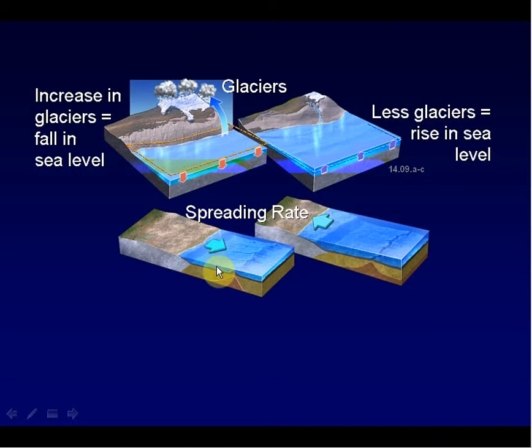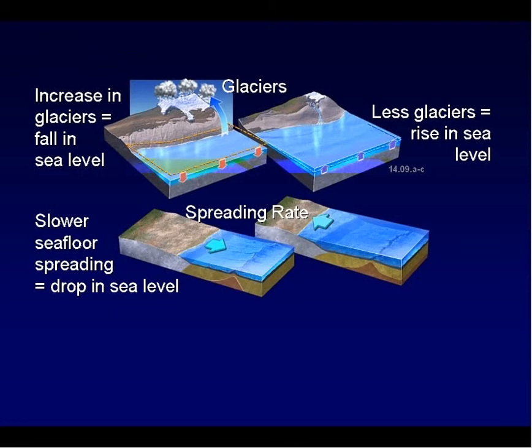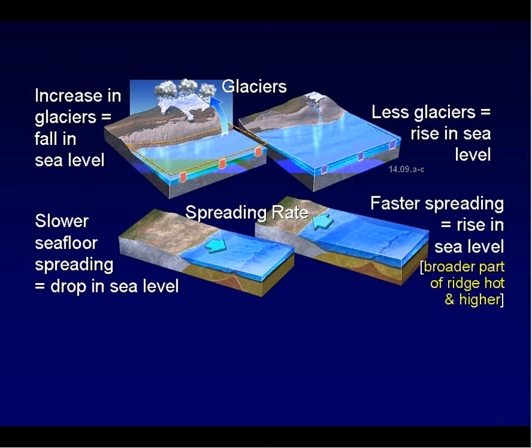So even though we've got spreading occurring here, we can actually have lowering sea levels if we've got slow spreading rates. Okay, so slower seafloor spreading equals drop in sea level. Faster spreading equals rise in sea level. And again, this is the broader part of the ridge, and it's hot and it's higher.